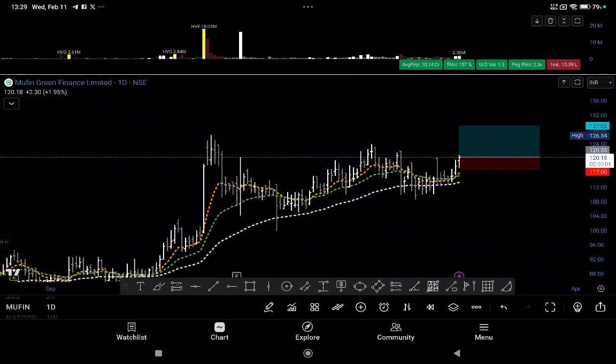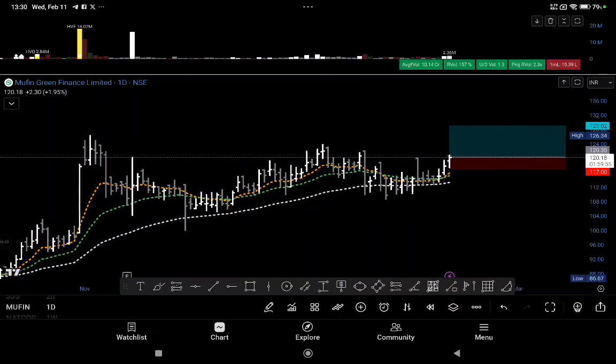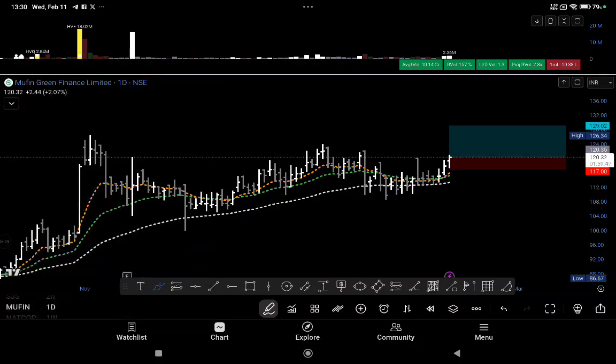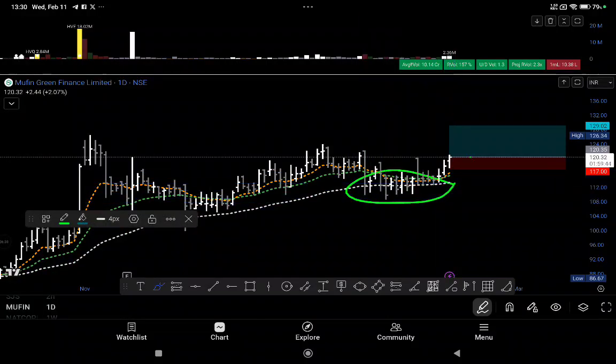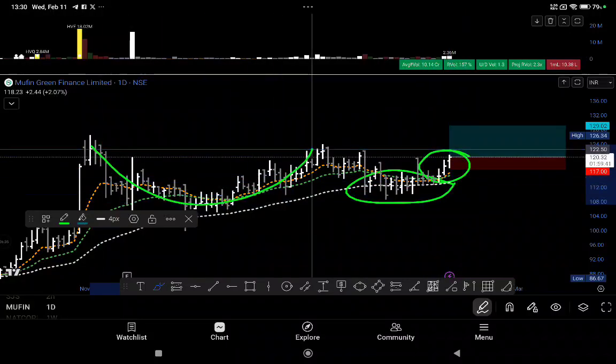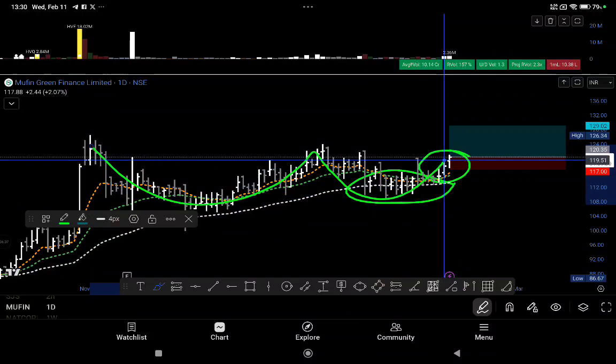If you remember, this was a small base which was there on the weekly. That's why I always prefer weekly, because it reduces all the noise. Now again, what's happening over here is that you see a lot of noise over here. The stock, after going below these moving averages, is now trying to come up again. Now if you see this, the stock is forming a pattern somewhat like this.